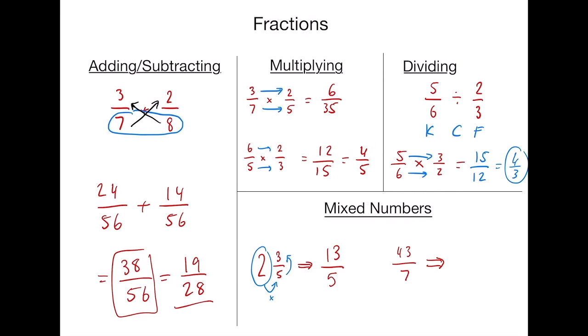43 over 7, we need to convert that into a mixed number. So how many times does 7 go into 43? Now 7 times 6 is 42, so we can write a big 6, and we also have 1 left over, so the remainder goes on top, and the 7, the denominator, stays at the bottom.